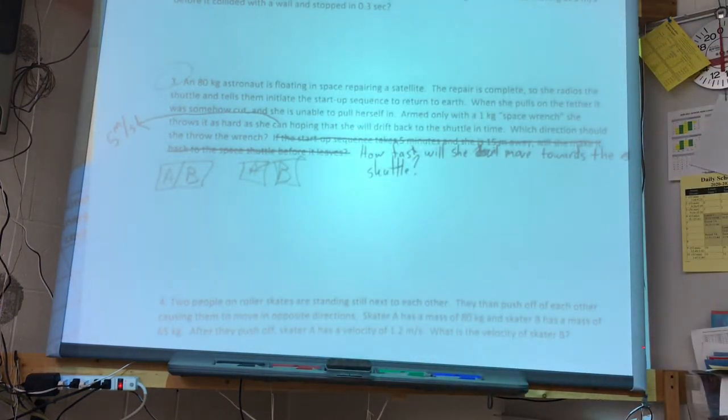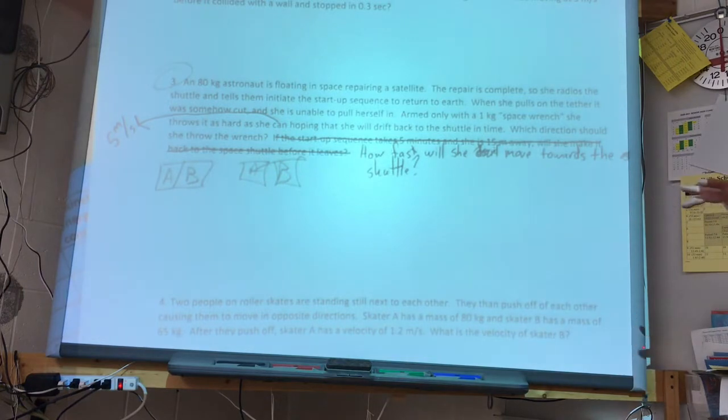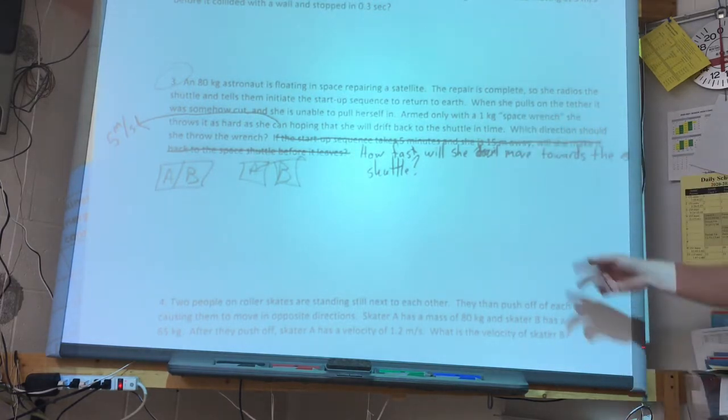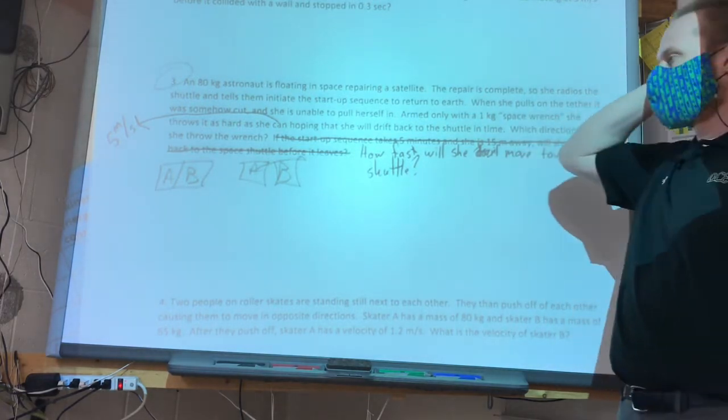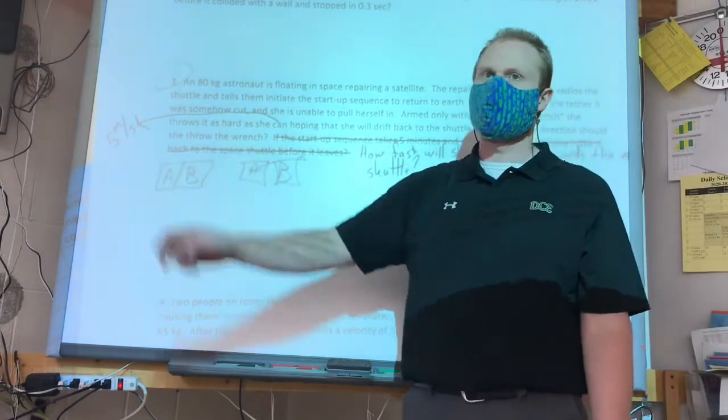That's kind of like the example of the medicine ball on the ice, right? If I take the medicine ball and I throw it that way, I should drift slowly backwards on a frictionless surface, which space is. So she's hoping to do that with her space wrench. Which direction should she throw the wrench? And then I'm just going to cross off that entire thing that was listed.